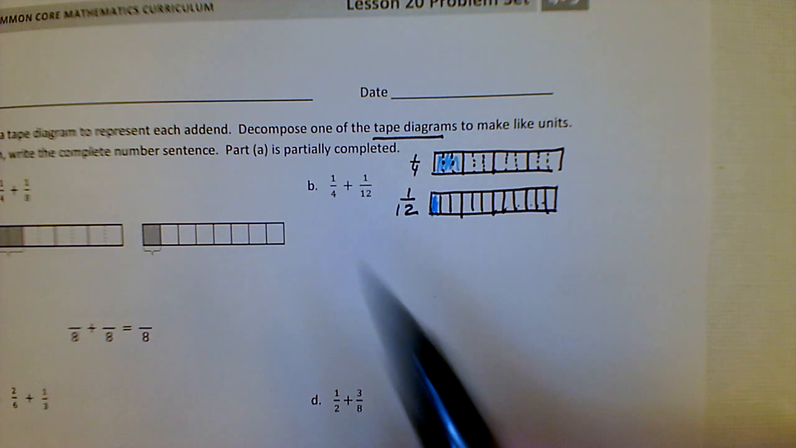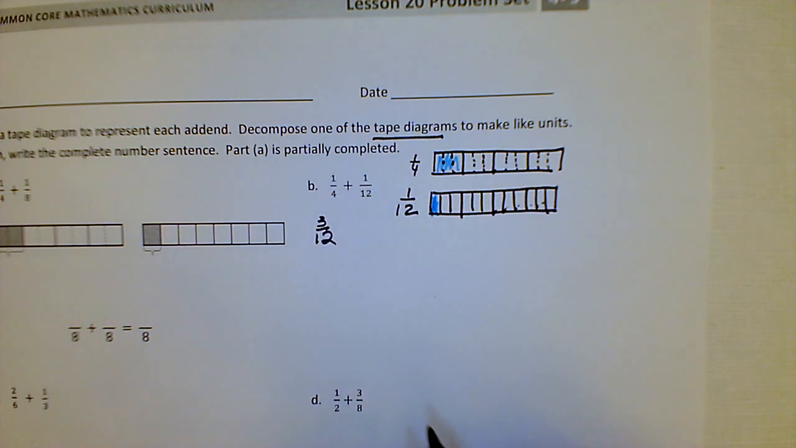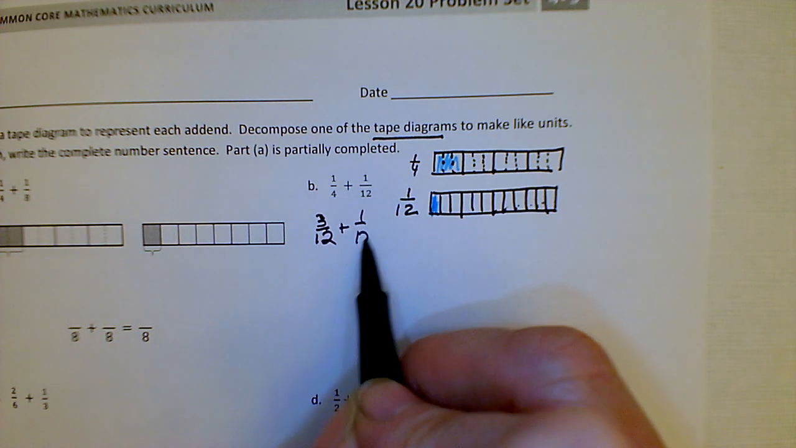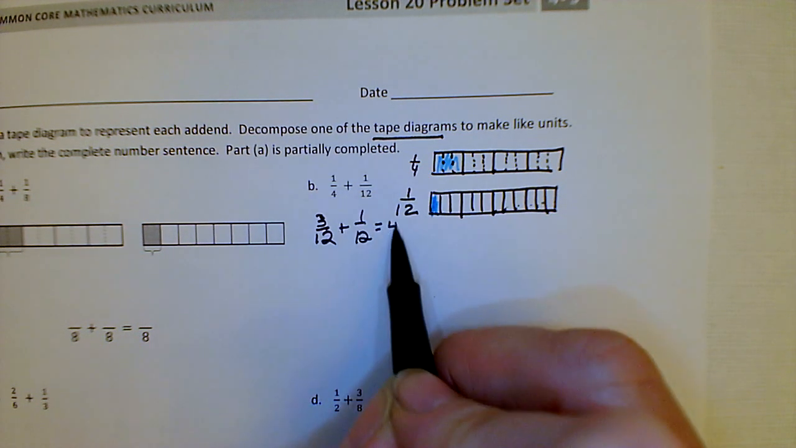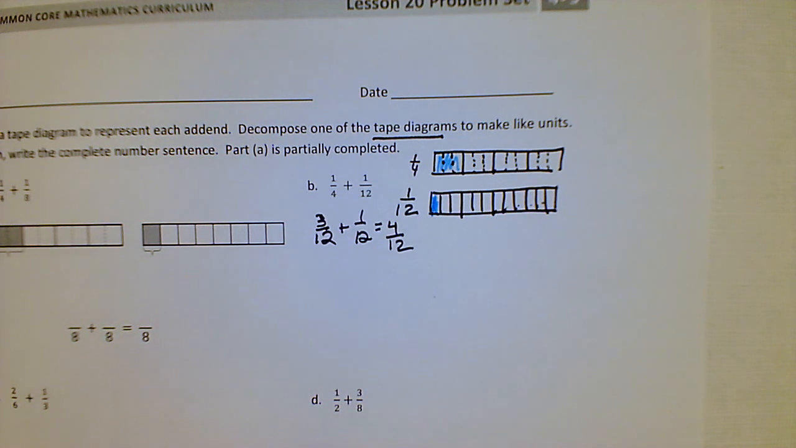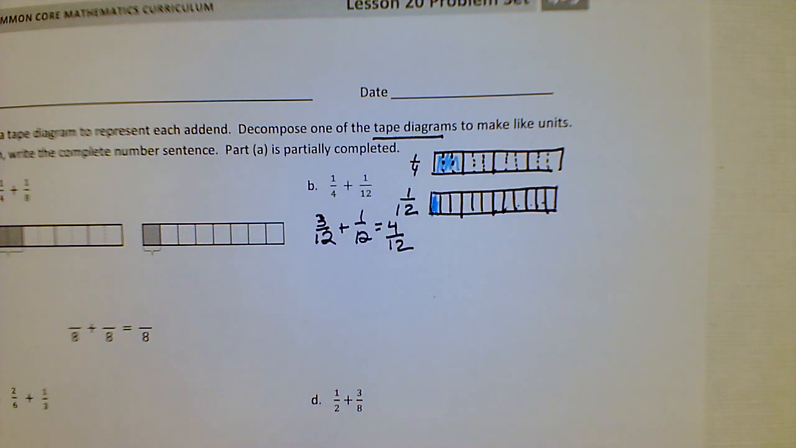So I could rewrite this 1/4 as 3/12. And I could say 3/12 plus 1/12 is equal to 4/12. I'm sorry, I'm a little squished, but that's because I'm trying to save room down here to do it the other way. Okay, so that's one way that I could do it, is I could use the tape diagram.